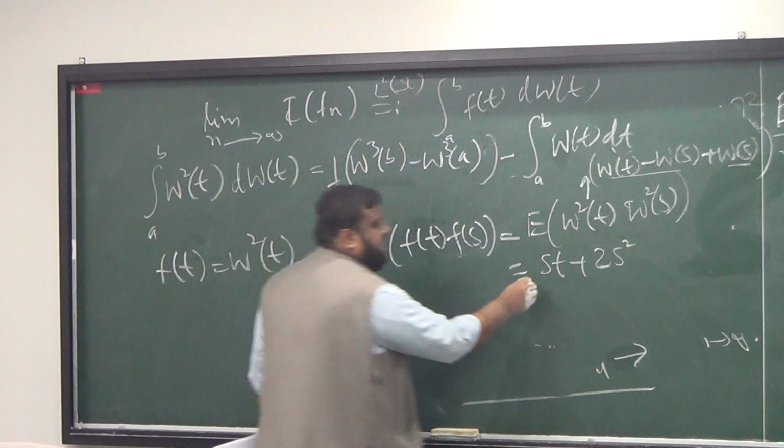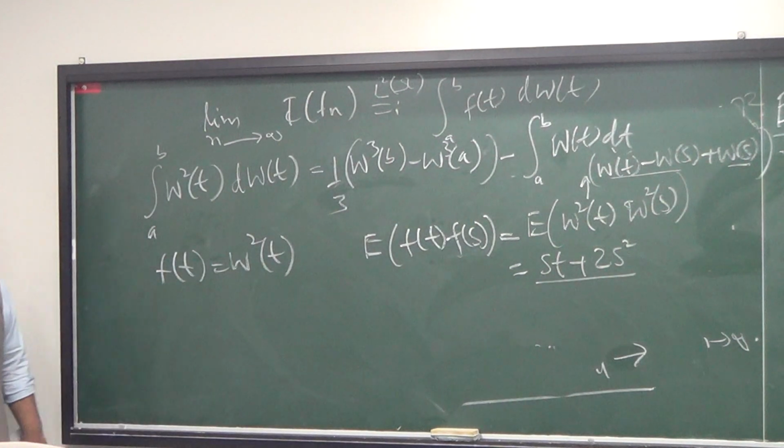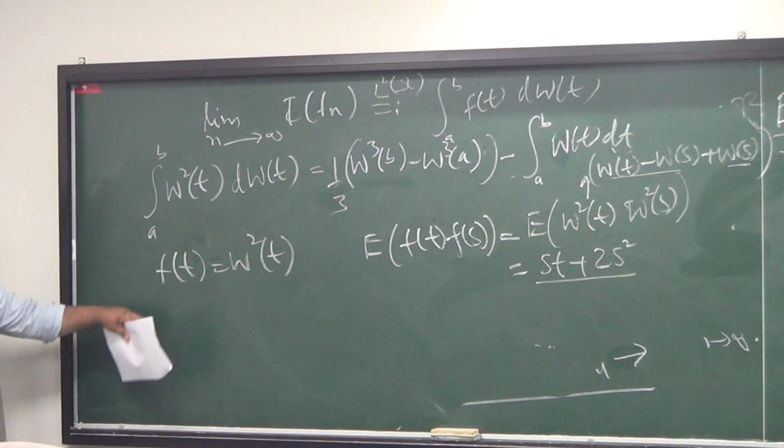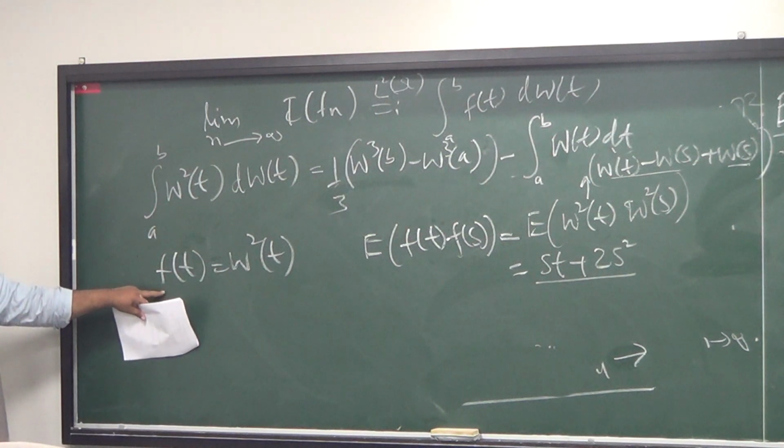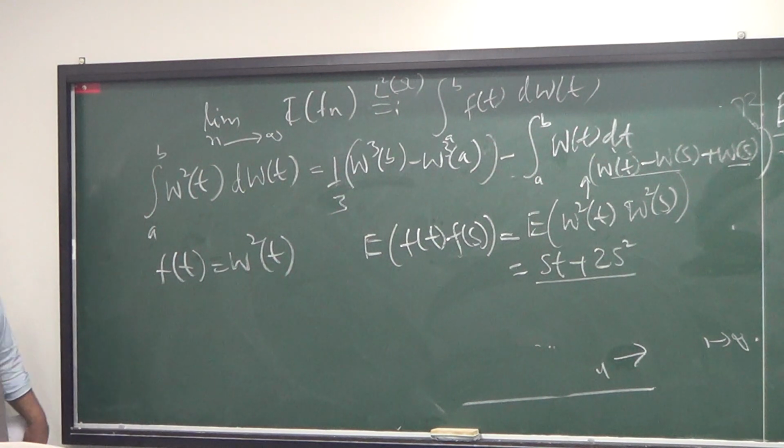Now, is this a continuous function in s and t? It's a polynomial function, so it's a continuous function in s and t. I need to find a step process that can approximate this function. So what was the step process that we discussed in, say, case 1? What was that step process?